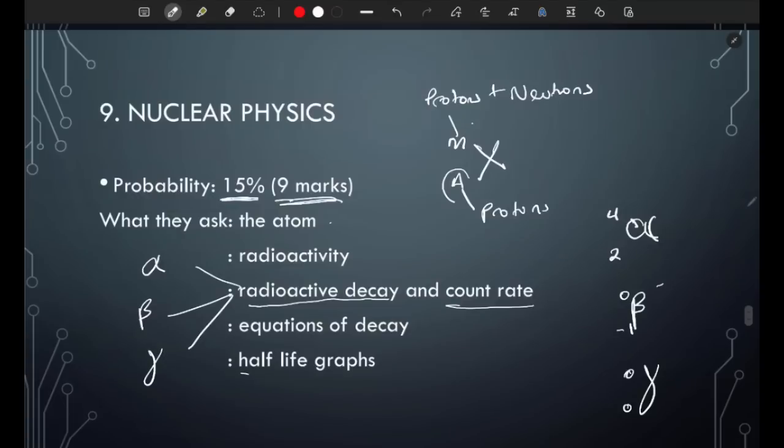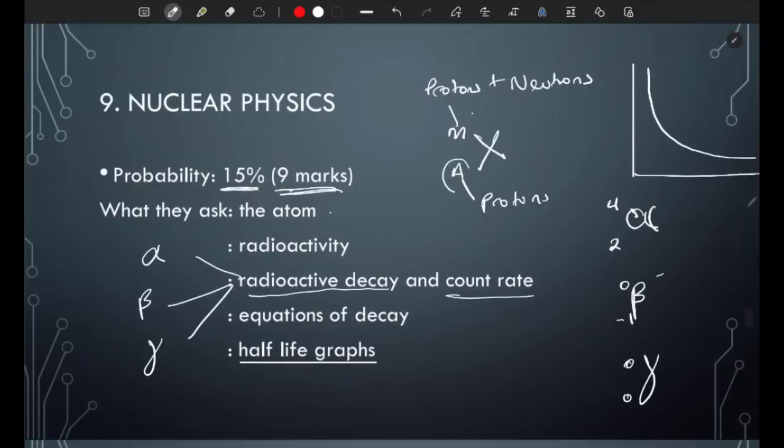And the half-life graphs. Now I haven't seen these in a long time. So they've been decreasing in popularity in recent years, but they could still come. So make sure to know how to interpret a half-life graph. So what they give you is a graph, and then they can ask you to determine the half-life of maybe the atom or the nucleus from the graph. So make sure you know how to interpret this.